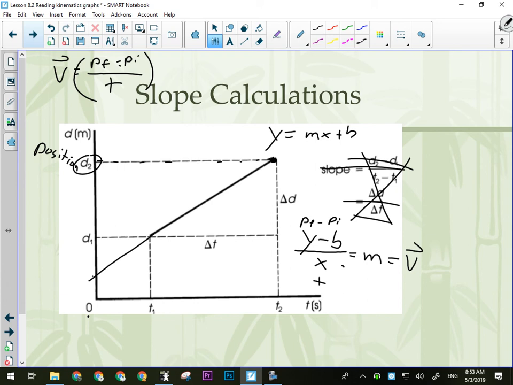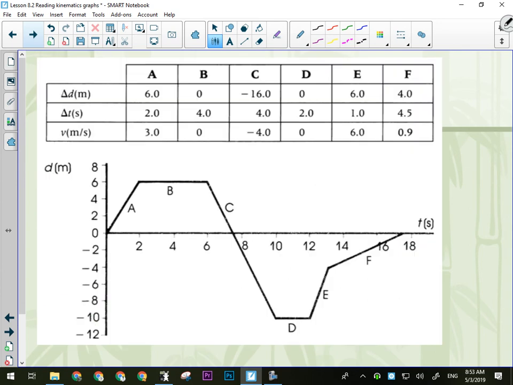So that's one of the things we've got to understand and be able to do: identify what the slope of this graph represents. What does the slope of this graph represent? Because the slope of every graph represents something different. In this case, for a position versus time graph, we can figure out that it solves for velocity. Okay, what's going on in part A of this position versus time graph?